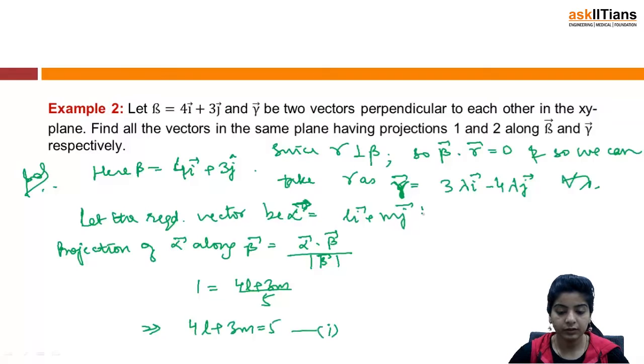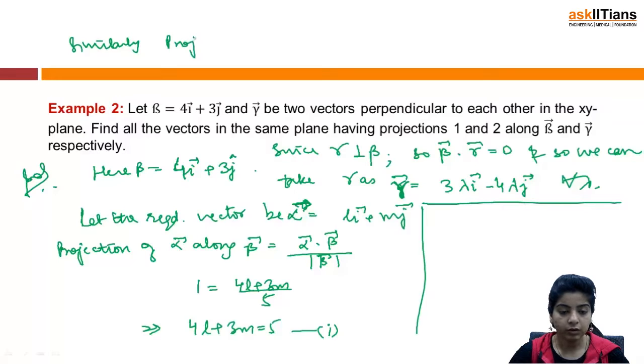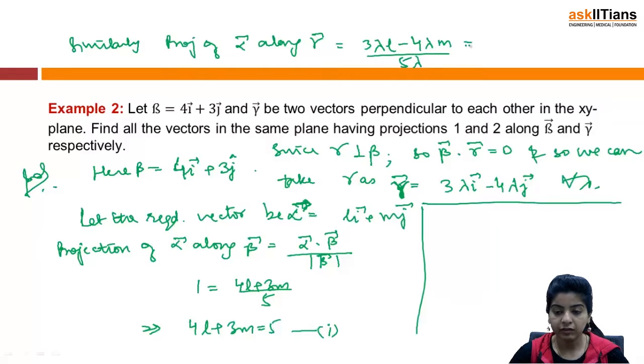Then similarly, the projection of alpha along gamma will become alpha dot gamma by modulus of gamma, and that gives me 3 lambda L minus 4 lambda M by 5 lambda, and that is equal to 2. So this gives me 3L minus 4M is equal to 10. This is my equation 2.